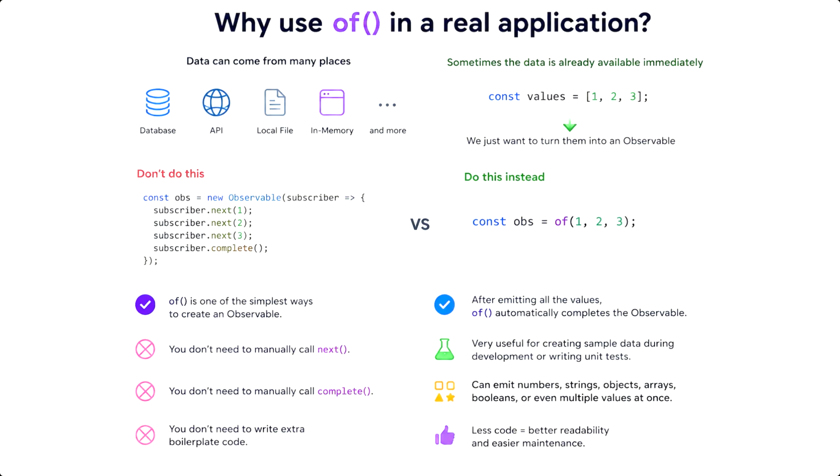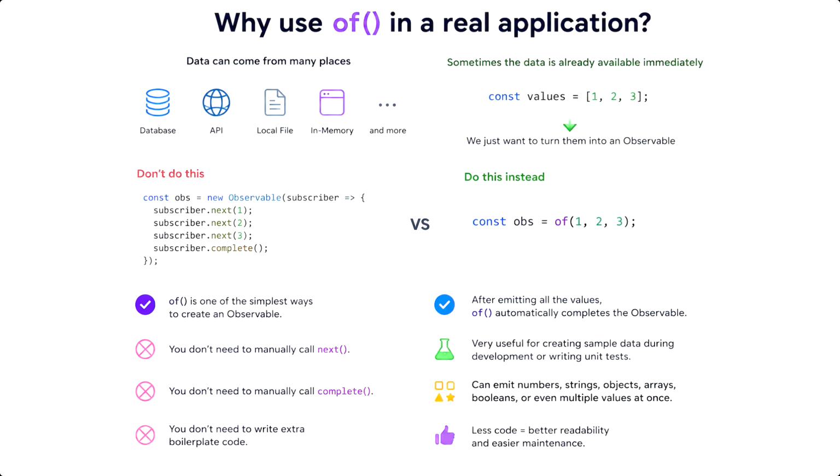In such cases, using the observable constructor is unnecessary. The of function is a much better choice. It is one of the simplest ways to create an observable. You don't need to manually call next, you don't need to manually call complete, and you don't need to write extra boilerplate code. Less code means better readability and easier maintenance. After emitting all the values, of automatically completes the observable. It is also very useful when creating sample data during development or writing unit tests.